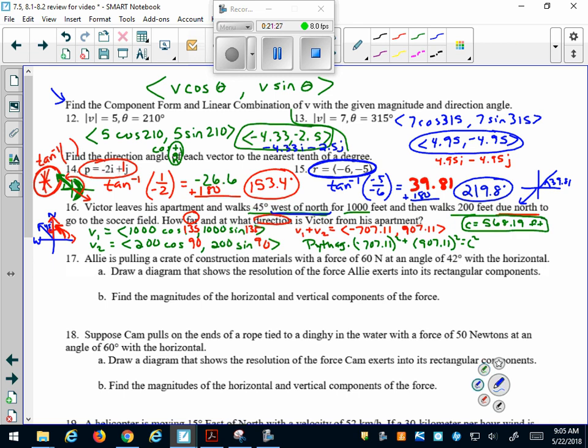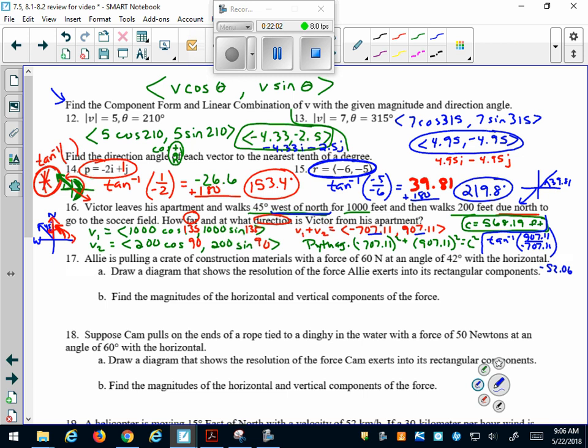The other method we learned for finding the direction is inverse tan. And inverse tan is always going to be the y over the x, so 907.11 over negative 707.11, and we get, this is where that negative 52.06 comes in.